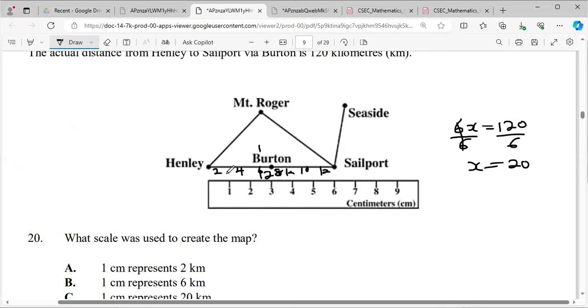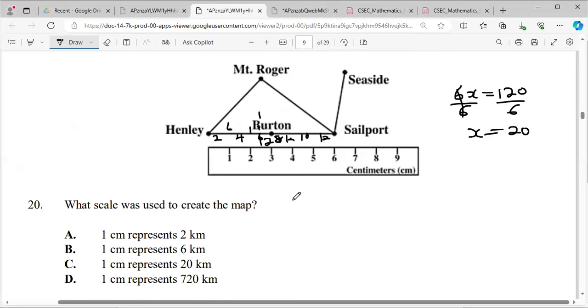Let's say you use 6. 6 plus 6, 12, plus that 18, plus that 24. You don't get 120. So you could use trial and error, guys, and figure out this one.